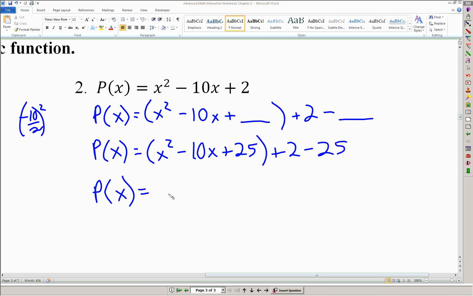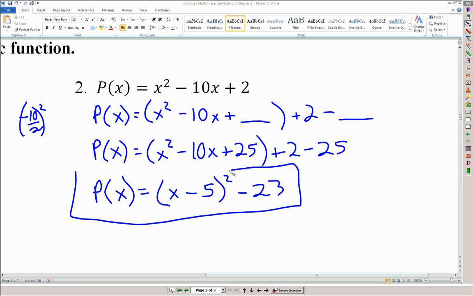Now we can factor it. What multiplies to get 25 and adds to get negative 10? That's a negative 5 and a negative 5. You could also think the square root of x squared is x, minus is a minus, square root of 25 is a 5. Either way, you get negative 5 there. Plus 2 minus 25 is negative 23. We would then multiply by a, and since a is 1, this one is finished. P of x equals x minus 5, the quantity squared, minus 23. We have completed the square by getting a perfect square trinomial, which factors like this.